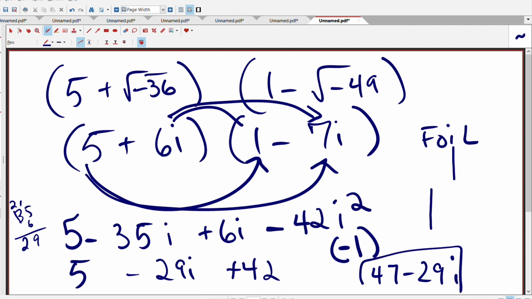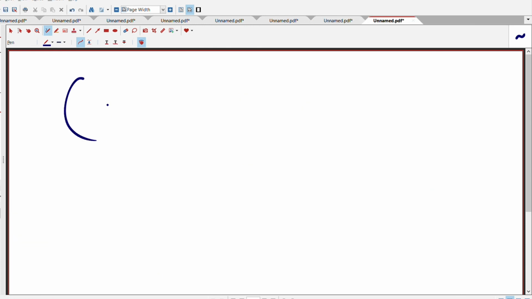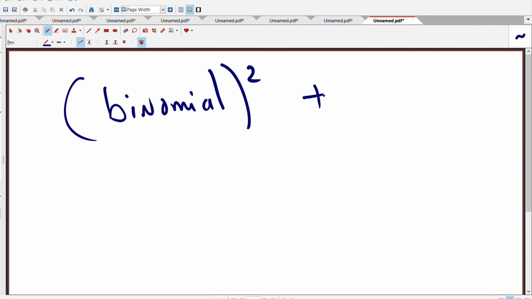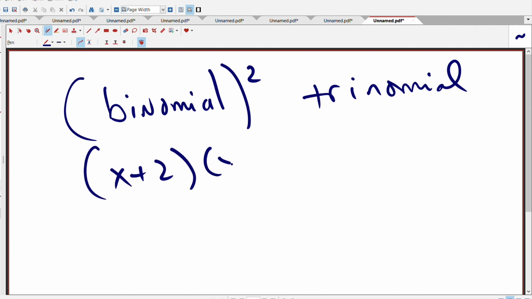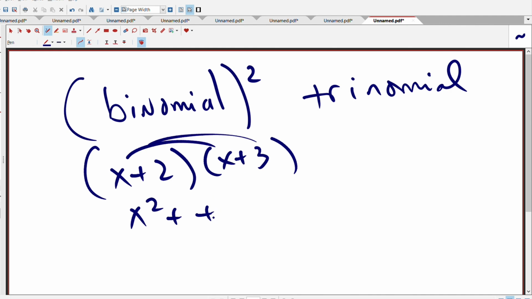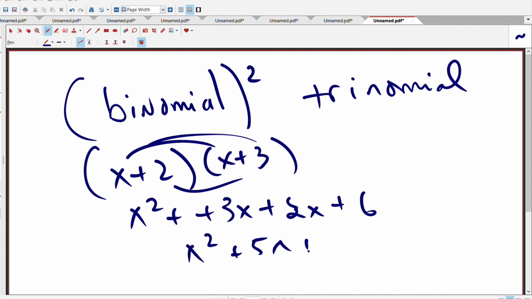Now, I teach for the SAT that if you have a binomial squared, your answer is going to be a trinomial, because when you do, I'll give an example, x plus 2 times x plus 3, you would get x squared. I'm going to do this really quick because this is not the topic. You would get a middle term here. So you end up with 3 terms, so it's a trinomial.